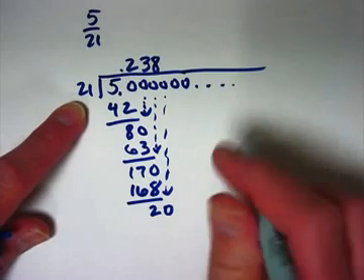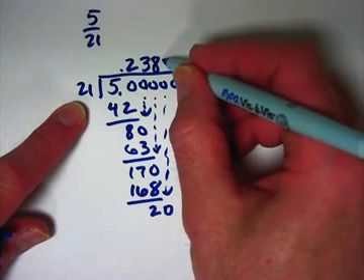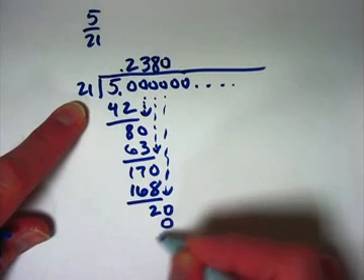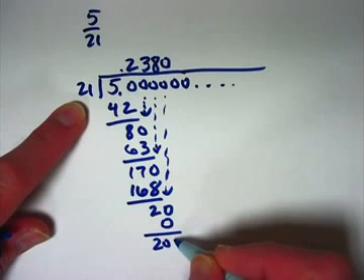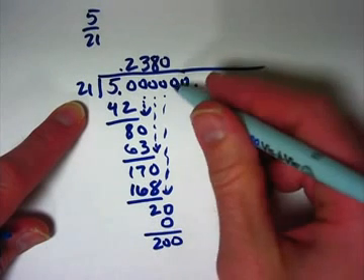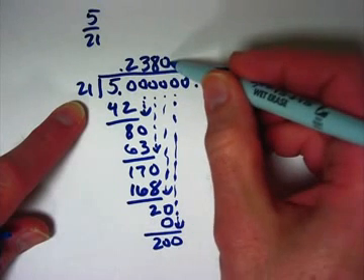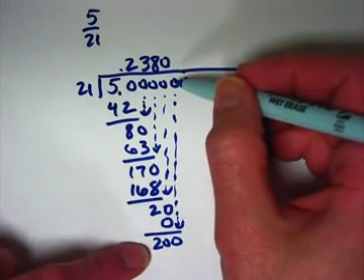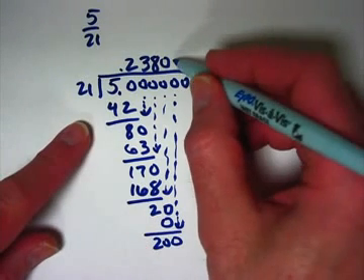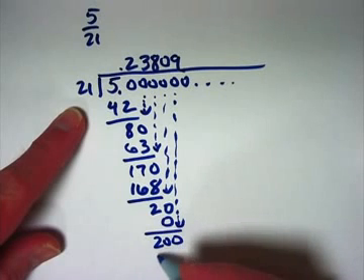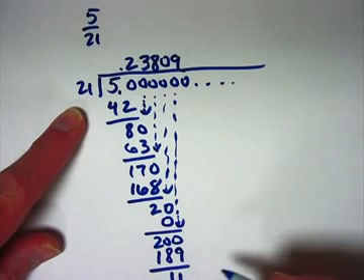21 doesn't go into 20. It goes in 0 times, you might say. I'll put a 0 up there. Put a 0 down there. The remainder of 20. It does go into 200, and I could have brought down the other 0 from there right away. But I do need to make sure I put a 0 up there. How many times does 21 go into 200? It's going to go in 9 times. This is going to be a 189. Remainder of 11.